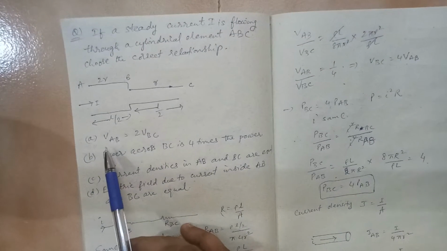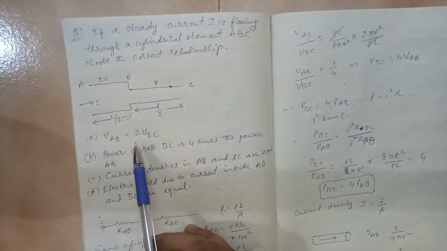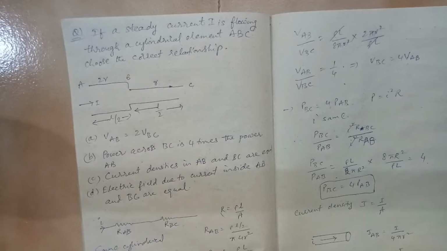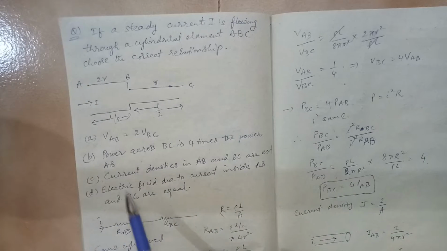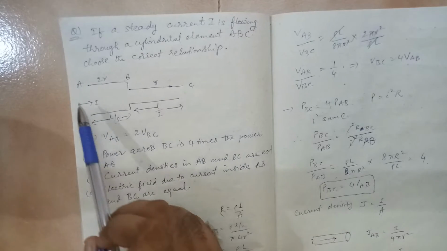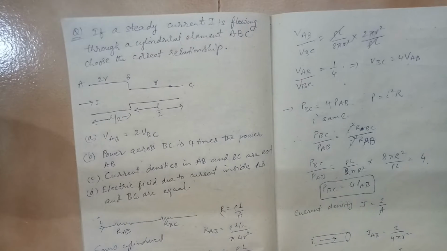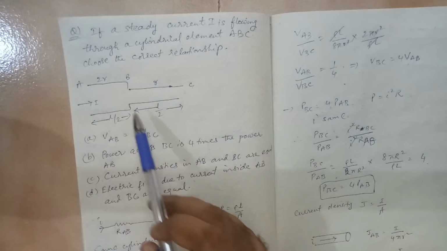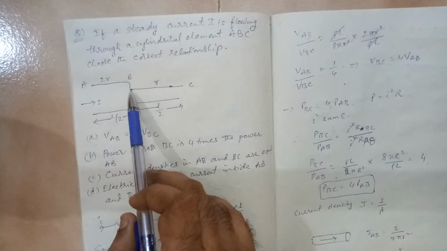In the first option he says VAB is equal to 2VBC. What is VAB? It is the potential drop between point A and point B. VBC is the potential drop between point B and point C.